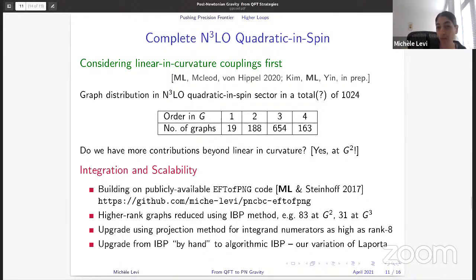Beyond the fact that we upgraded IBP from doing it by what we call by hand, although we did it with the code, at 2-loop it was sufficient, but here we really had to resort to algorithmic IBP. We did our own variation of the Laporte algorithm.